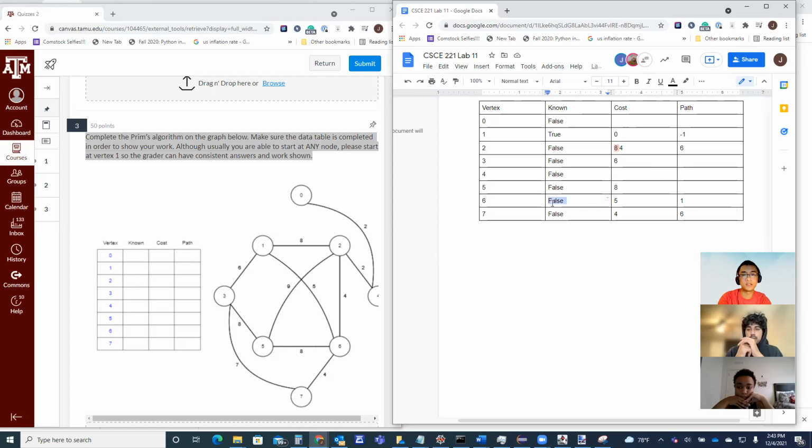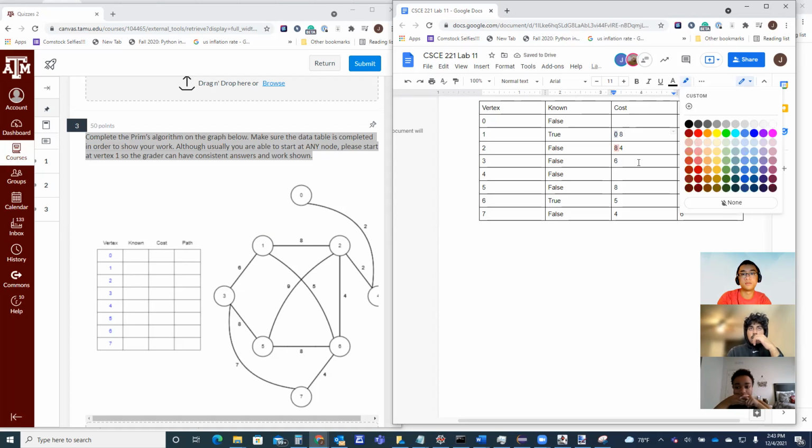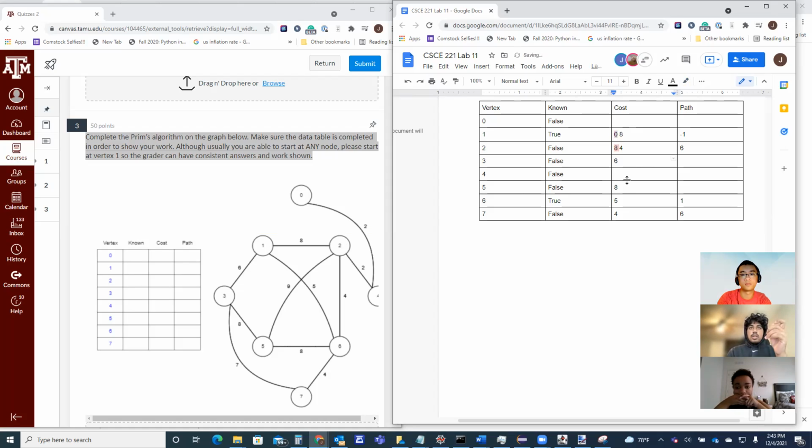And then now 6 is known, right? Yes, now it's true, because we have a path to it. And then now we're doing 2. So 2, we can go to 1 with an 8. And then we'll highlight this. I think the starting node always stays 0 because 0 will always be cheaper. So there's no reason to update that one, I think. Oh yeah.